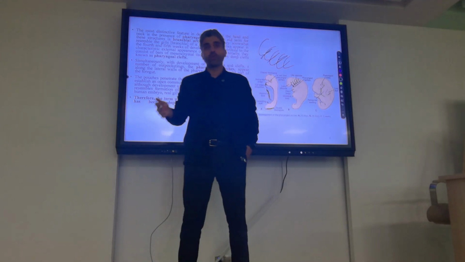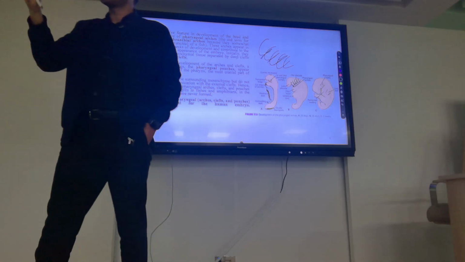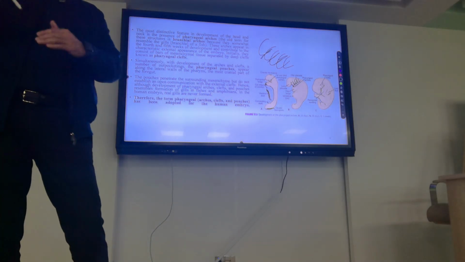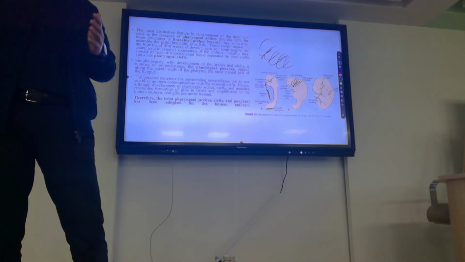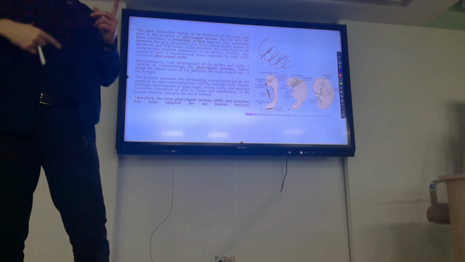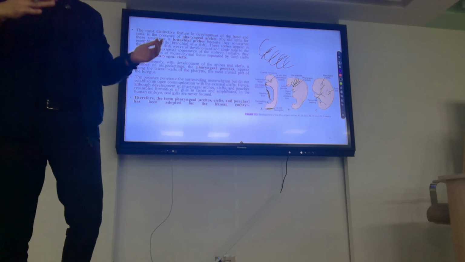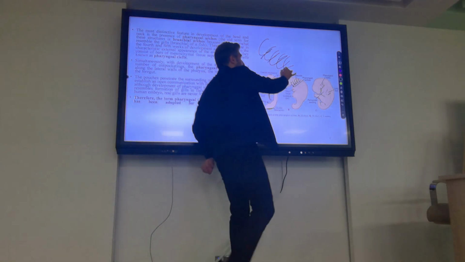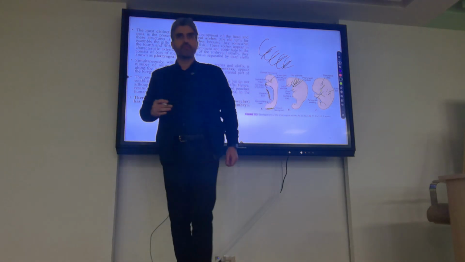Pharyngeal arch, I told you, is number 1, 2, 3, 4, 6. Number 5 has disappeared, so we don't count that now. You say pharyngeal arch number 1, 2, 3, 4, and 6. So between 4 and 6, we have another cleft.